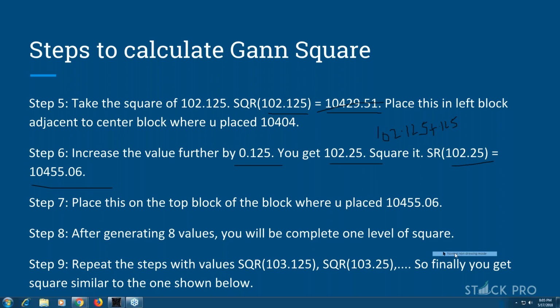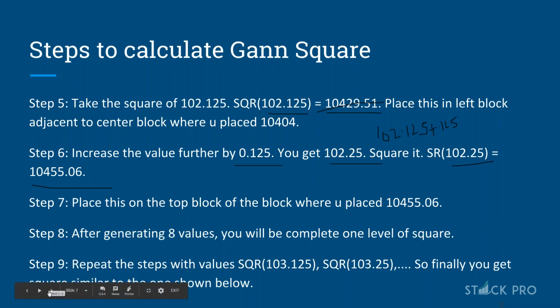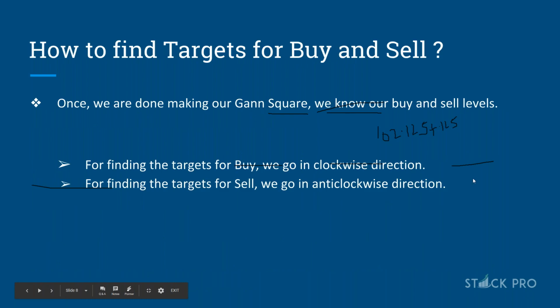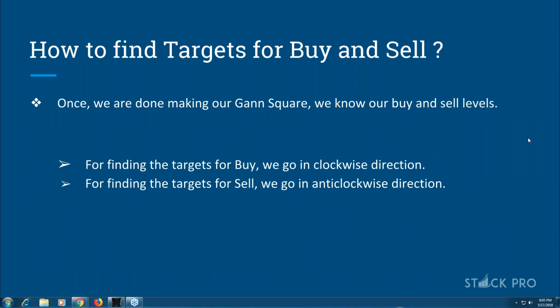Every time you will increase the number by 0.125, and you will find out the square and keep on writing in the cyclic order, right? Once you are done making the Gann Square, we know our buy and sell levels.